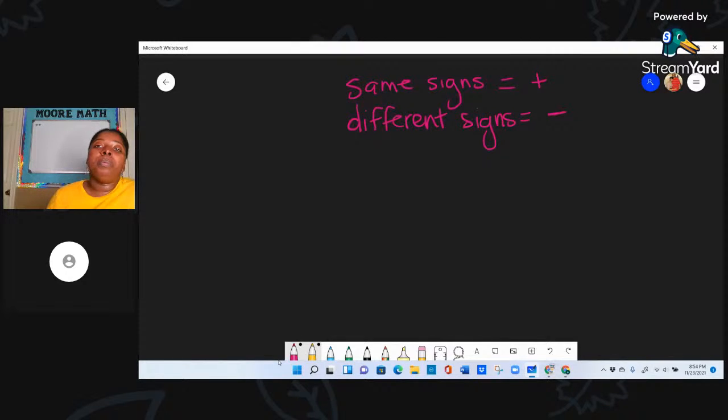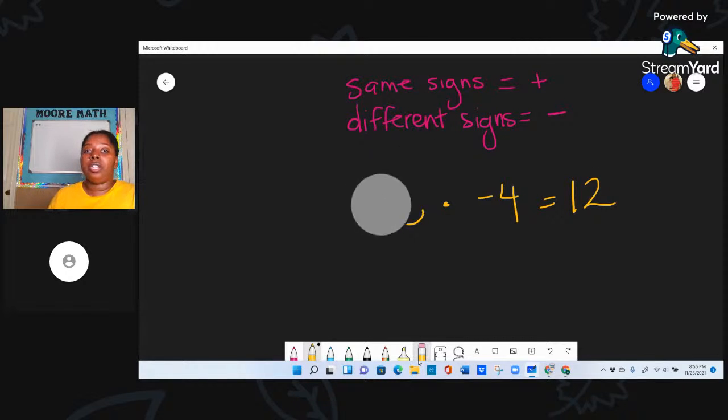Okay, so negative 5 times 3. What's my answer? Negative 15. Good. Okay. Negative 3 times negative 4. Negative 12. Wow. How did you know it's going to be positive? Because they're the same sign. Good. Okay, let's keep going.